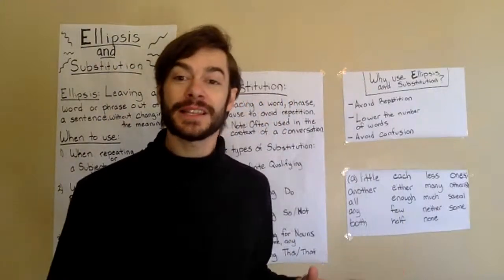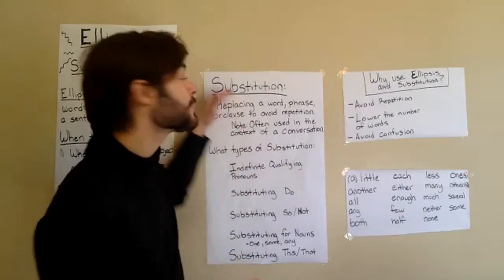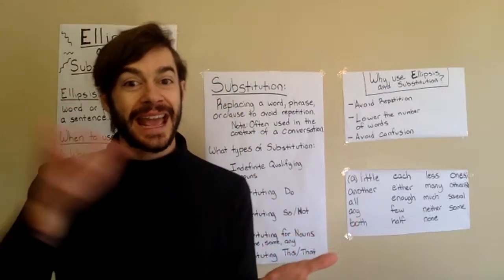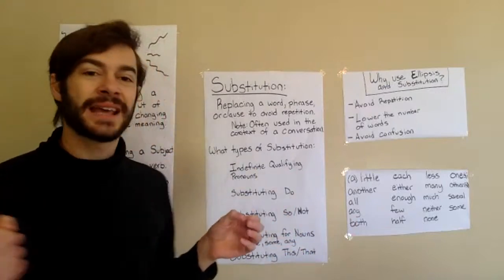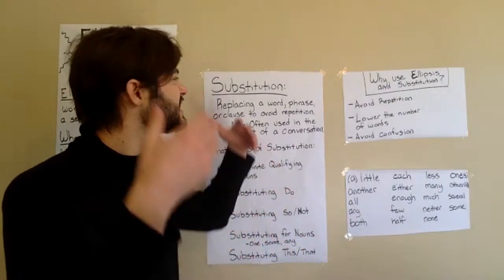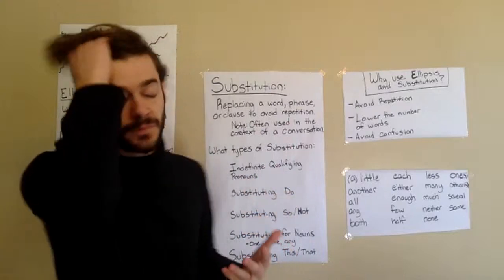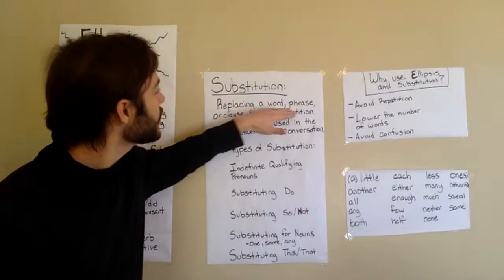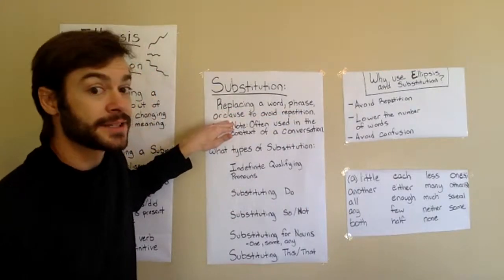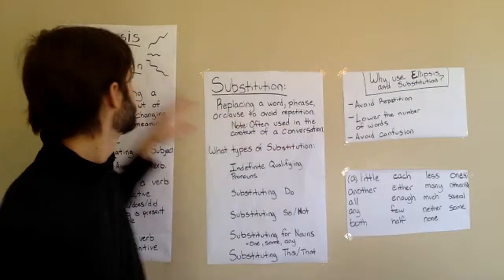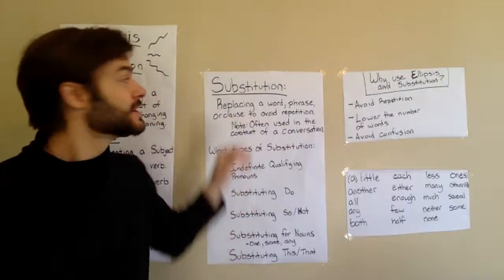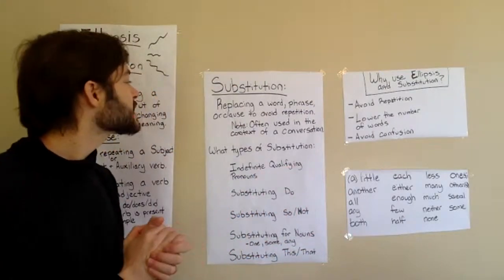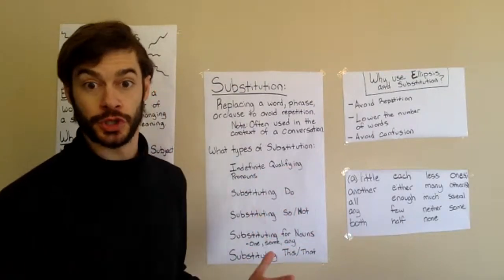Now let's go ahead and take a look at substitution. These are often taught together, ellipsis and substitution, because they have a very similar function. So here, once again, to repeat, we're replacing a word or phrase or clause to avoid repetition. So ellipsis, take it out. Substitution, putting a new one in. Okay, so let's look at our different types of substitutions.